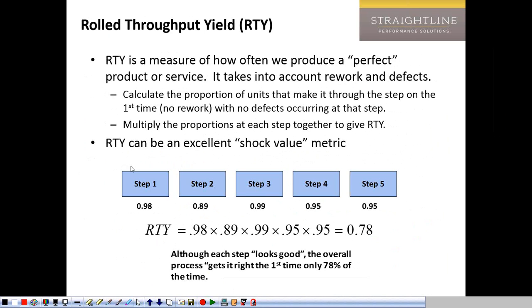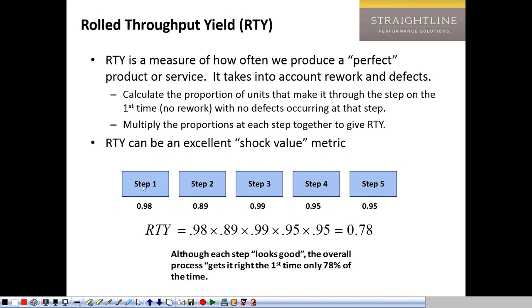So rolled throughput yield is essentially just the percentage of stuff that you take your process, again like at SIPOC level, and at each process step you map out the percentage of things that get through the first time 100% right. So let's say I had invoices, or let's say I had my pizzas again. I had 5 steps instead of 3 steps before. First step might be take the order. Second step might be translate that order to the kitchen. Third step might be cook the pizza. Fourth step might be put it in a box. Fifth step might be deliver it.